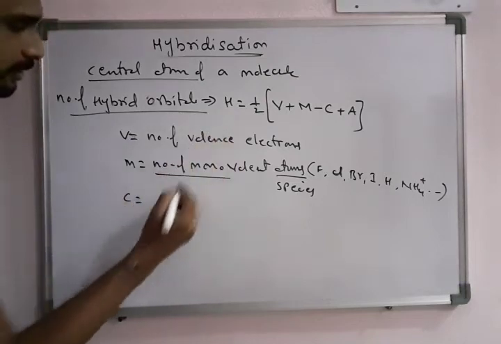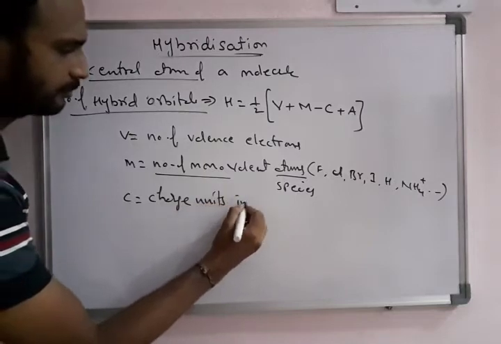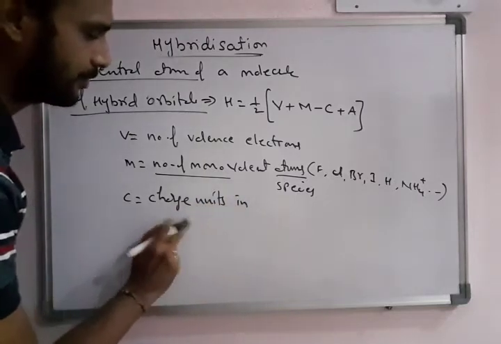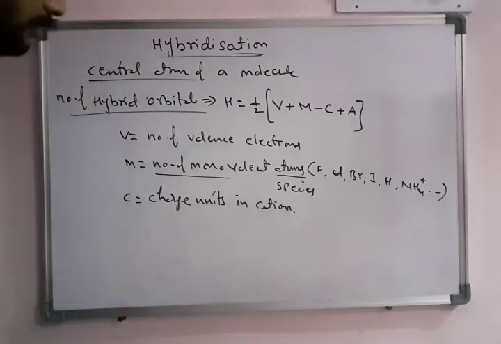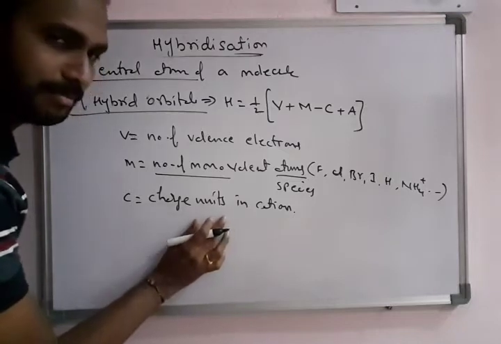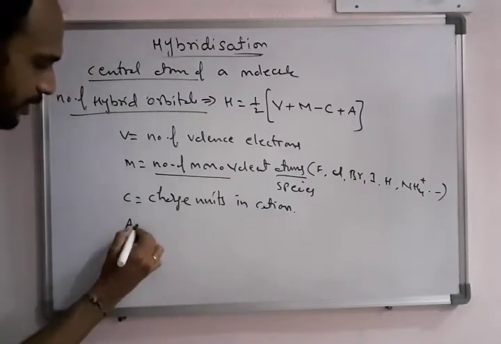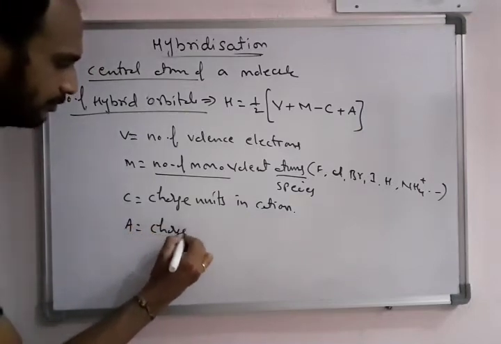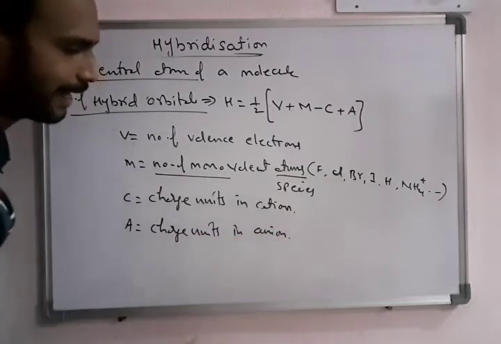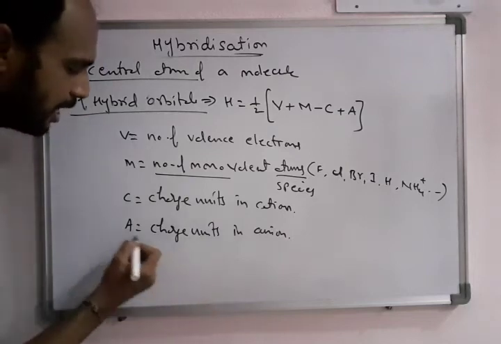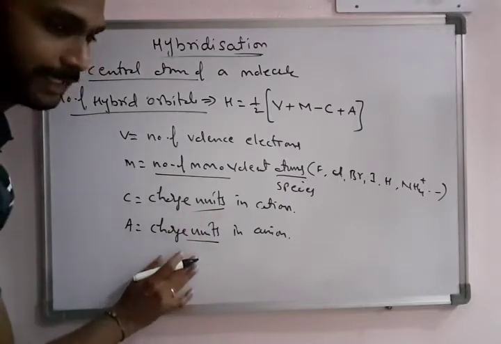So what is C here? C is the charge units in the cation. The charge unit means no need to write the symbol, we just need to write how many units of positive charge are present. A is the charge units in the anion. So how many negative units are present in that anion? We need to take only those units, not the sign.